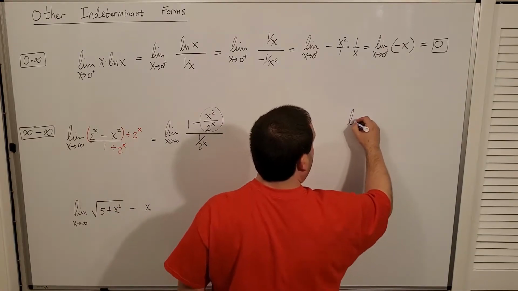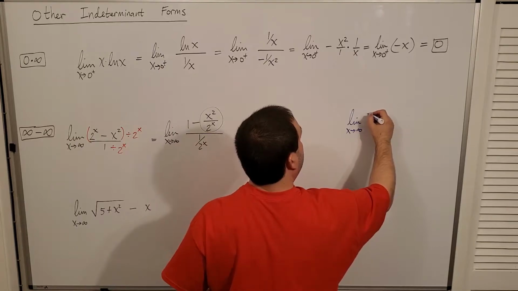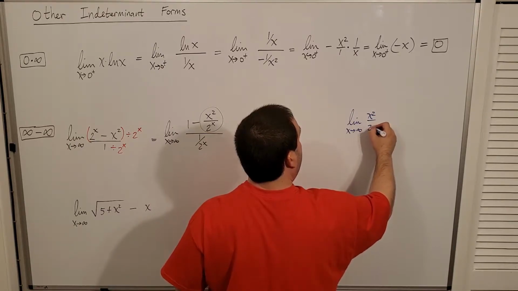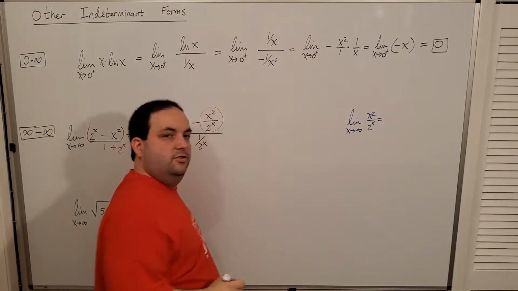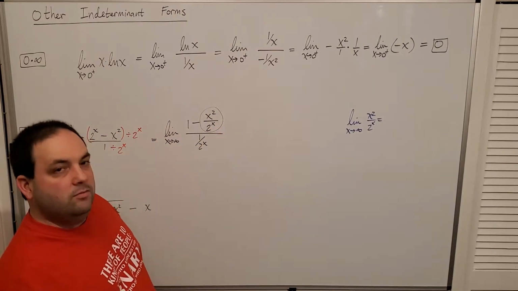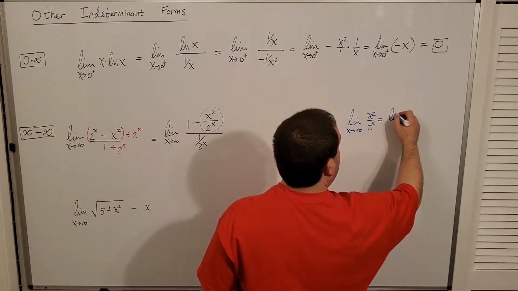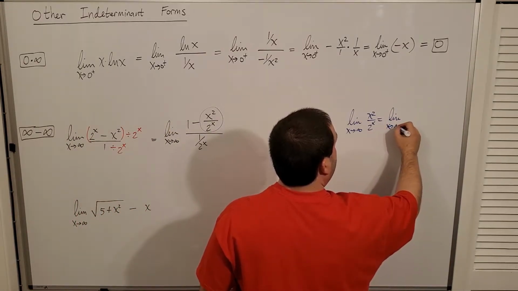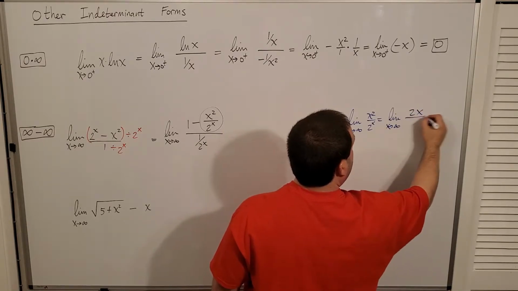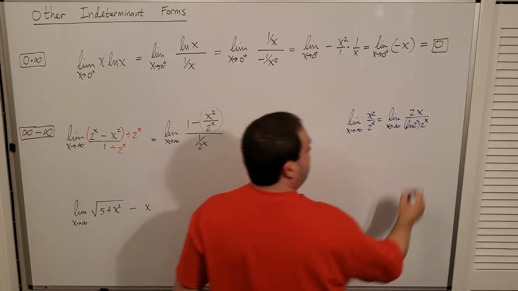In fact, we've already done a limit just like this in the last scene. But let's go ahead and write it out just for S and G, right? So it's infinity over infinity, so I can use L'Hopital's rule. That tells me, first step, that I get the limit as x goes to infinity of 2x over the ln of 2 times 2 to the x, right?